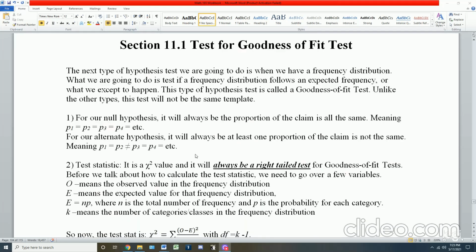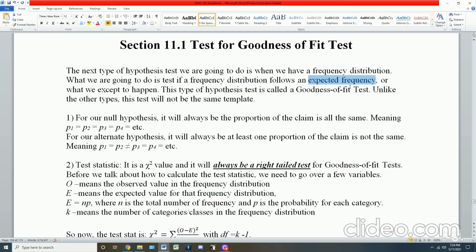All right, everybody. So this is a test for goodness of fit test. This is a type of hypothesis test that we're going to do for a frequency distribution. Unlike the other ones we've done so far, what it means by testing for a frequency distribution is, we're going to see does the given frequency follow what we expect to actually happen. That's essentially what a goodness of fit test is all about.